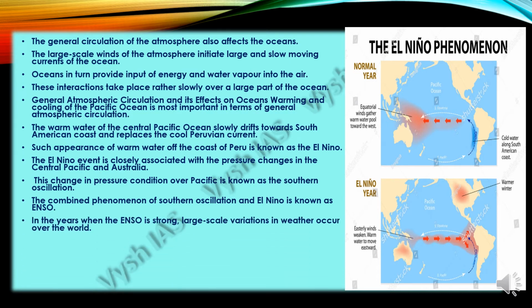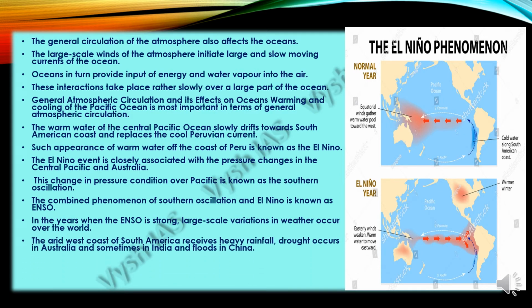So in the years when the ENSO is strong, large scale variations will take place in weather, and it will occur almost all around the world. It will impact the whole world. So the arid west coast of South America receives heavy rainfall, and droughts occur in Australia. Sometimes in India and China, it will start flooding. So it is mainly because of this El Nino phenomenon. So this phenomenon is closely monitored, and it is used for long range forecasting in major parts of the world, as I said earlier.